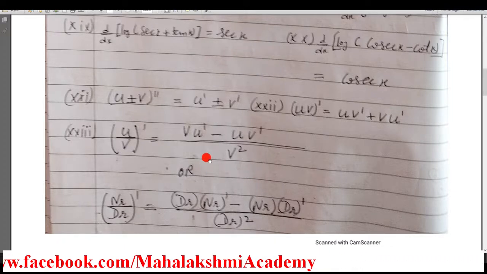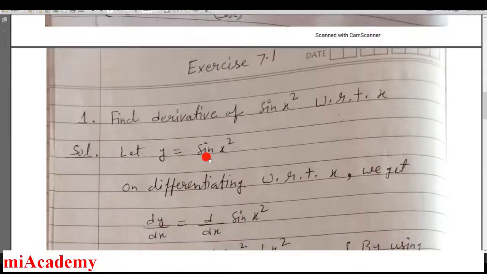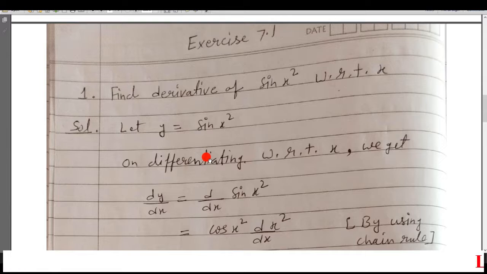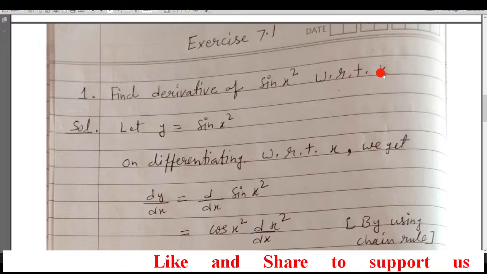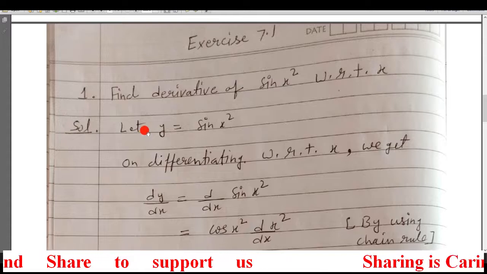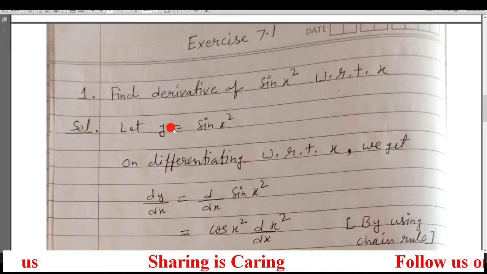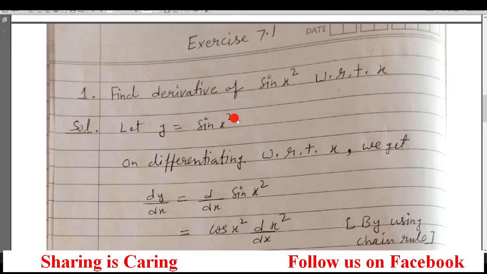So we'll start exercise 7.1. The first question of exercise 7.1 is: find the derivative of sine x square with respect to x. So the first step is, you have to assume it as any variable of these alphabets. I assumed it as y. y is equal to sine x square.